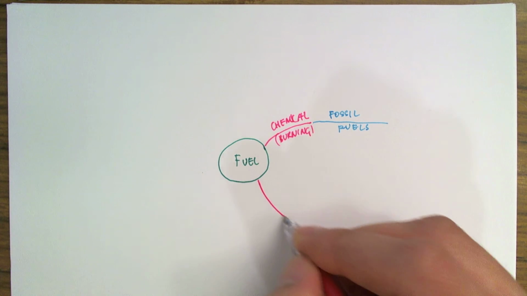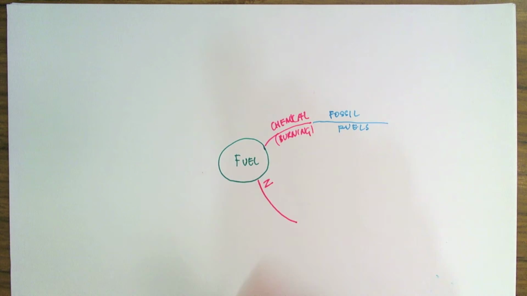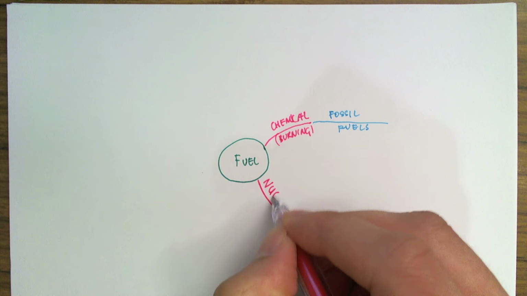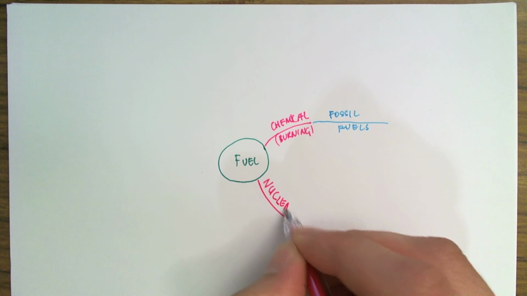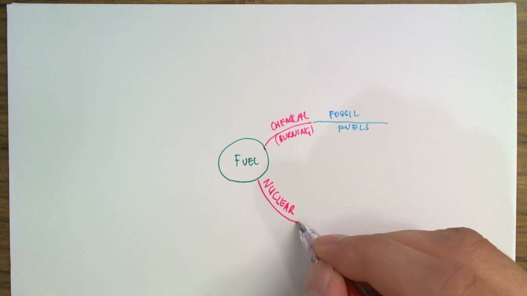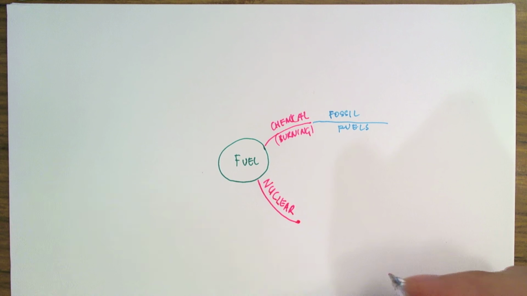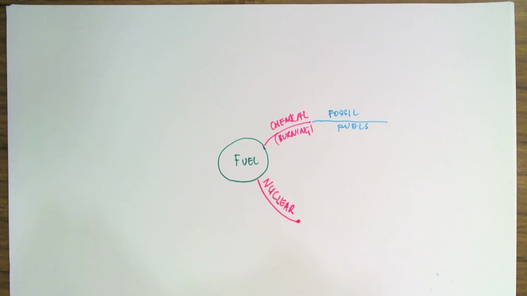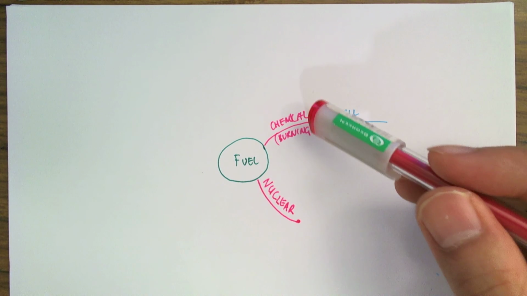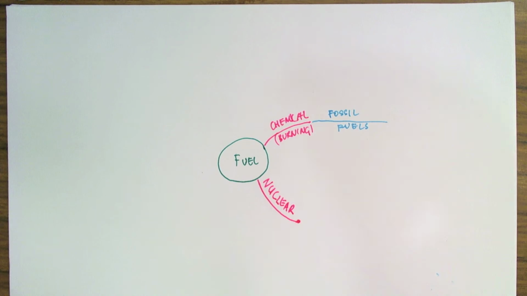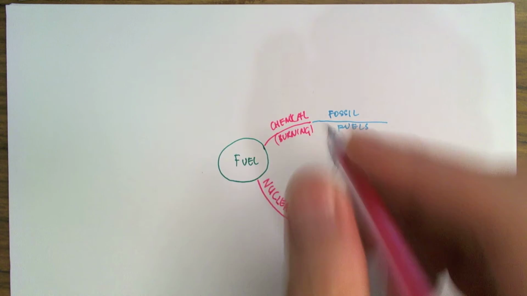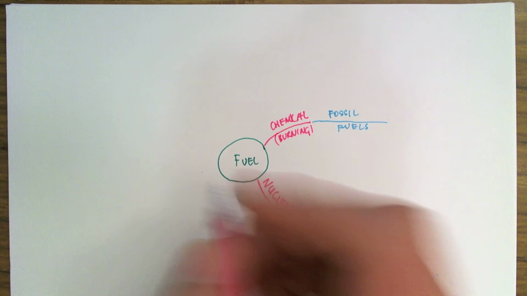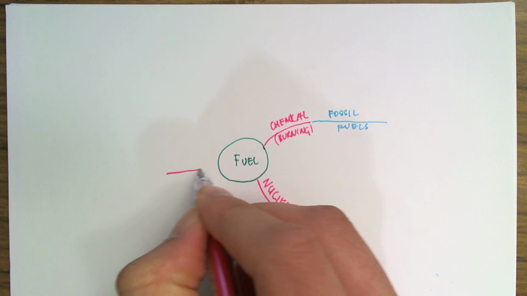The second, perhaps most important going forward into the 21st century, is nuclear energy. And that's different from chemical energy. In chemical energy, the energy is derived from chemical bonds, whereas in nuclear energy, the energy is actually derived from within the nucleus itself, the nuclear bond. The strong forces are responsible for that.